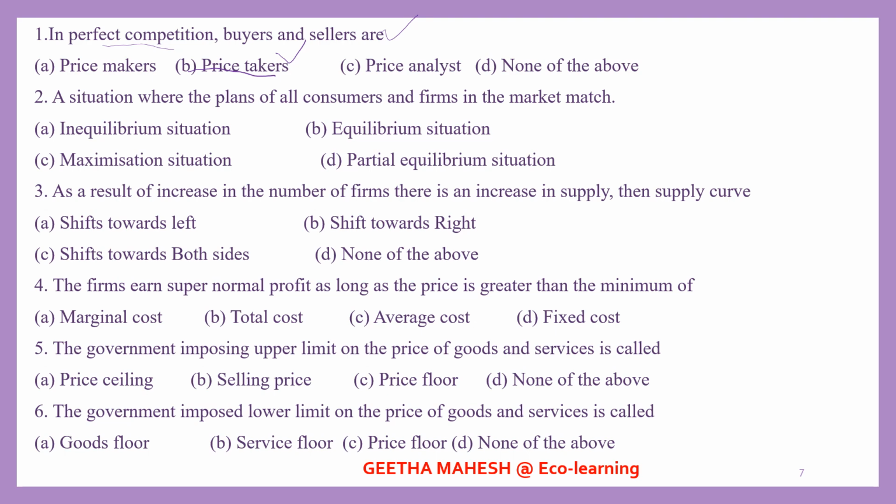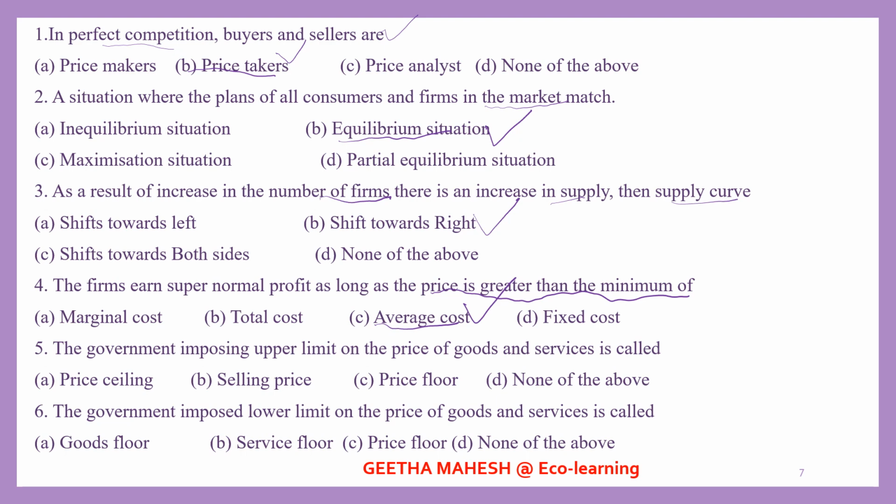A situation where plans of all consumers and firms in the market match is an equilibrium situation. As a result of increase in the number of firms, there is an increase in supply. Then the supply curve shifts towards the right side. As the number of firms increases, supply also increases. When supply increases, definitely the supply curve shifts towards the right side. Firms earn supernormal profit as long as price is greater than the minimum of average cost.